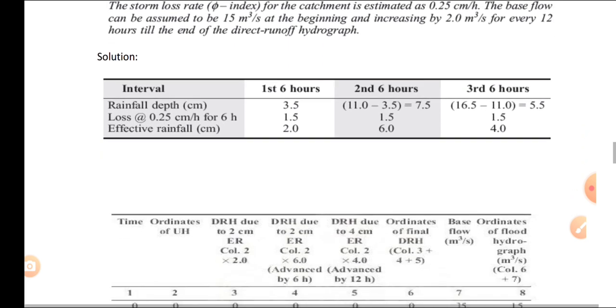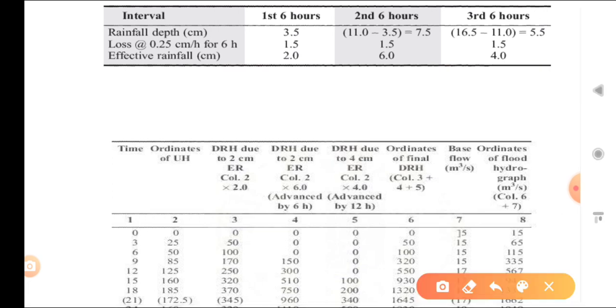Now you can see the columns: first is time, then the ordinates of the unit hydrograph. Three storms are there, so we find the DRH due to the first storm, which starts from 0. Simply multiply column 2 by 2. Now for the DRH due to 6 centimeter, which starts from 6, we multiply the second column by 6 but lagged by 6 hours.